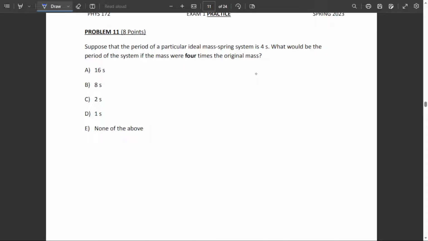So, question 11. Suppose that the period of a particular ideal mass spring system is 4 seconds. What would be the period of the system if the mass were 4 times the original mass? So, in this question, the period, we are told, is 4 seconds. And we know that period is equal to inverse frequency. Frequency is equal to, what is it? 1 over 2 pi square root k over m, where k is the spring constant and m is the mass on the spring.